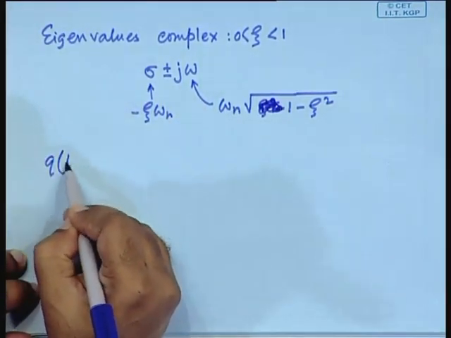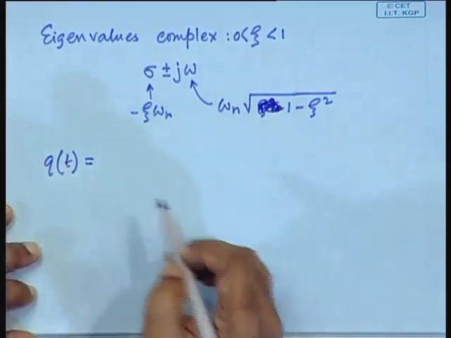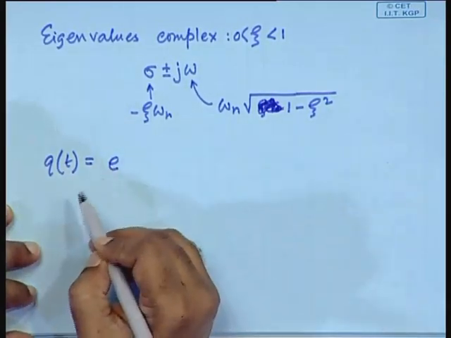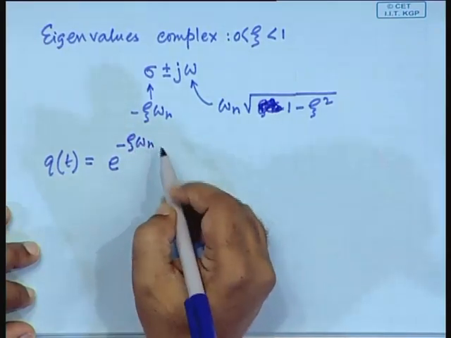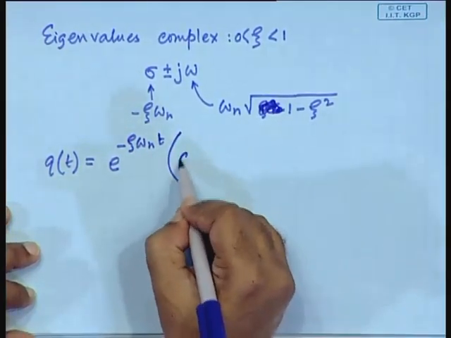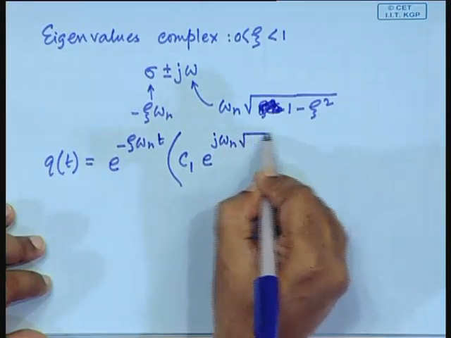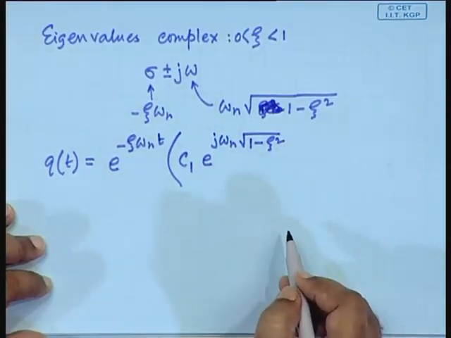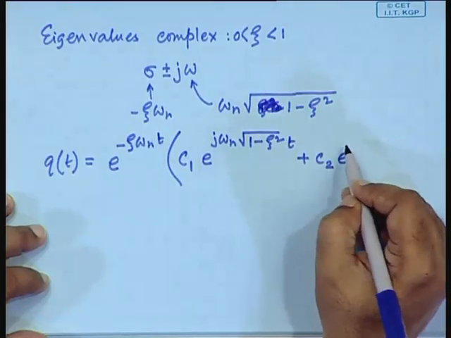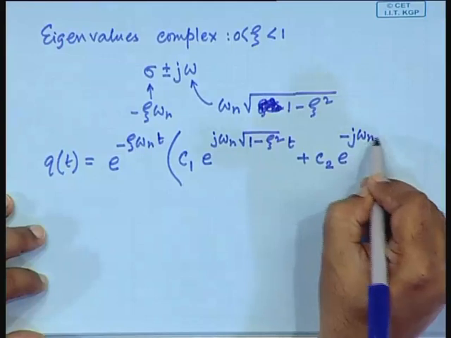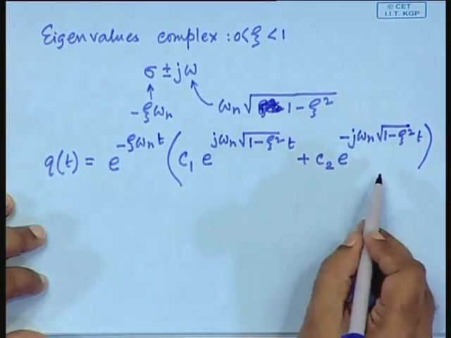So, in that term now we can write it yourself. In that case the solution is q t. I am not illustrating the whole thing, because we have already done it, and the solution is exponential, the real part first, it is minus zeta omega n t, c 1 e to the power j omega n root over 1 minus zeta square t plus c 2 e to the power minus j omega n root over 1 minus zeta square t.